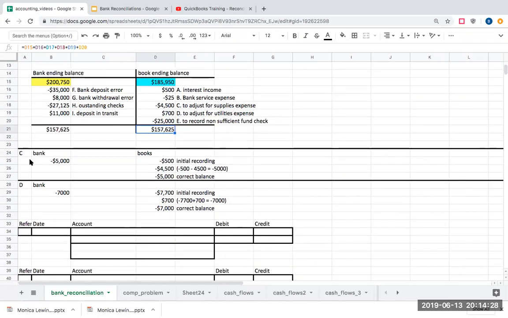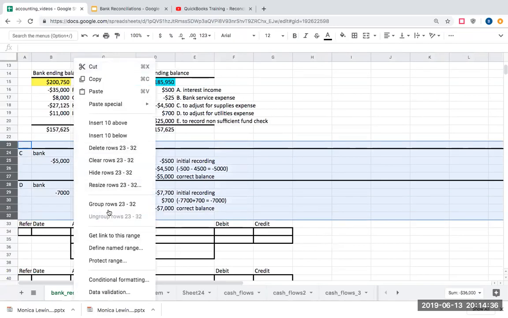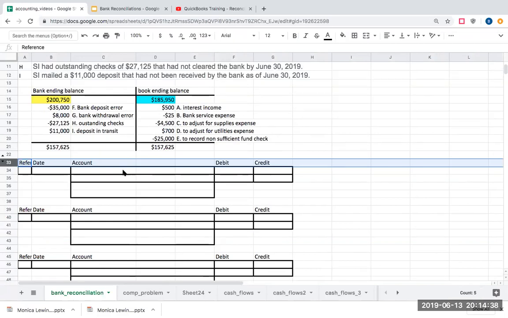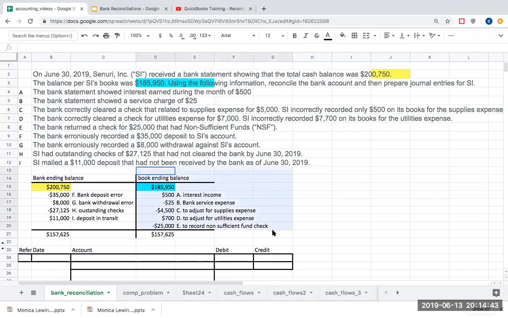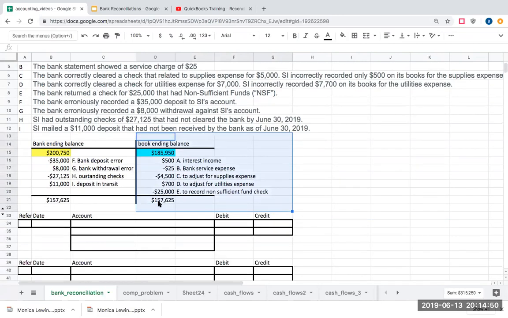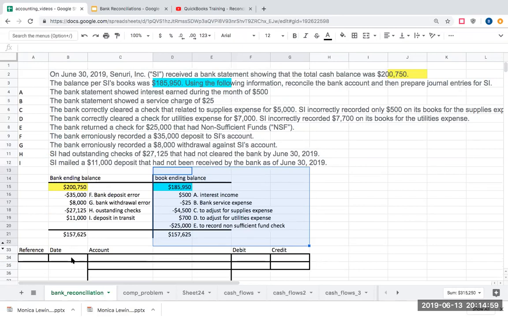The next thing I will need to complete is the journal entries. When I'm doing journal entries, I'm only concerned with what is on my books. I don't care about the bank. I can't go to Wells Fargo and say, hey, book my deposit in transit. So my approach when I'm doing journal entries is that these are all going to be at the month end, so this is all going to be as of 6/30/19.